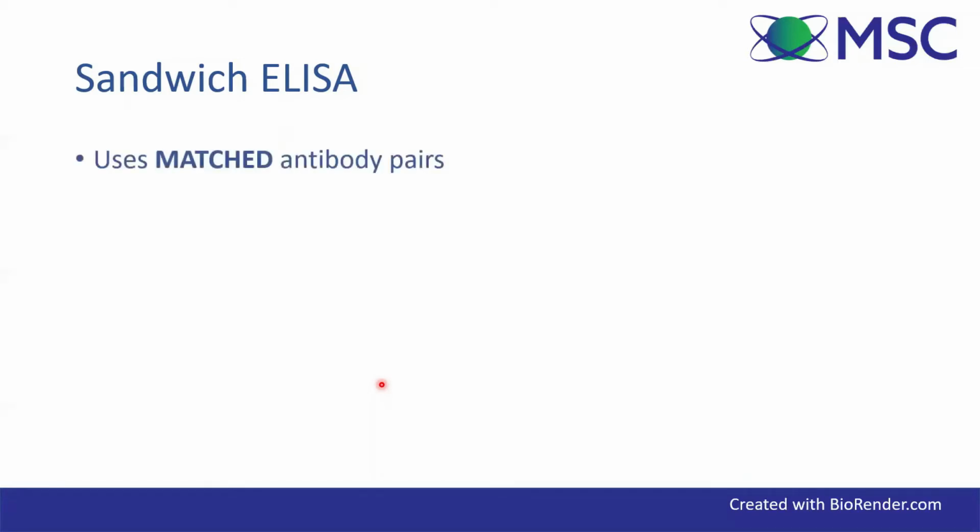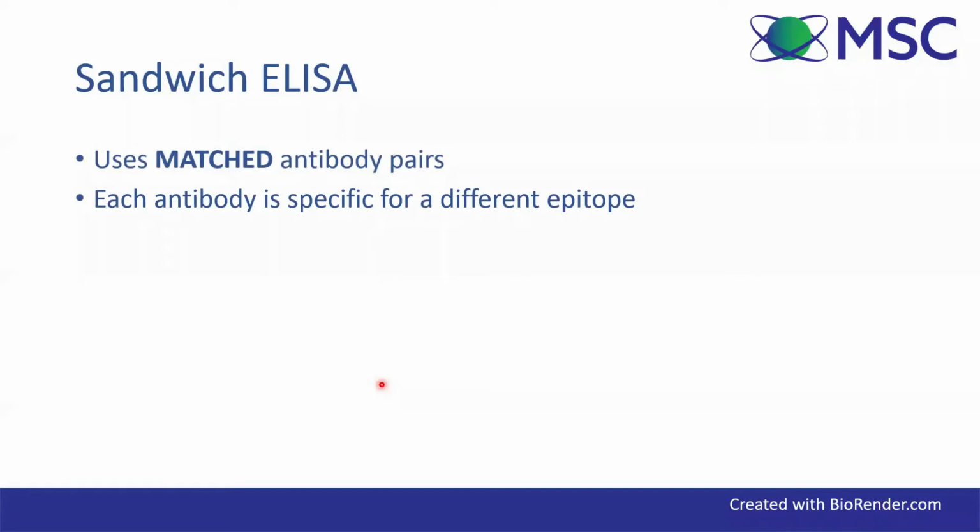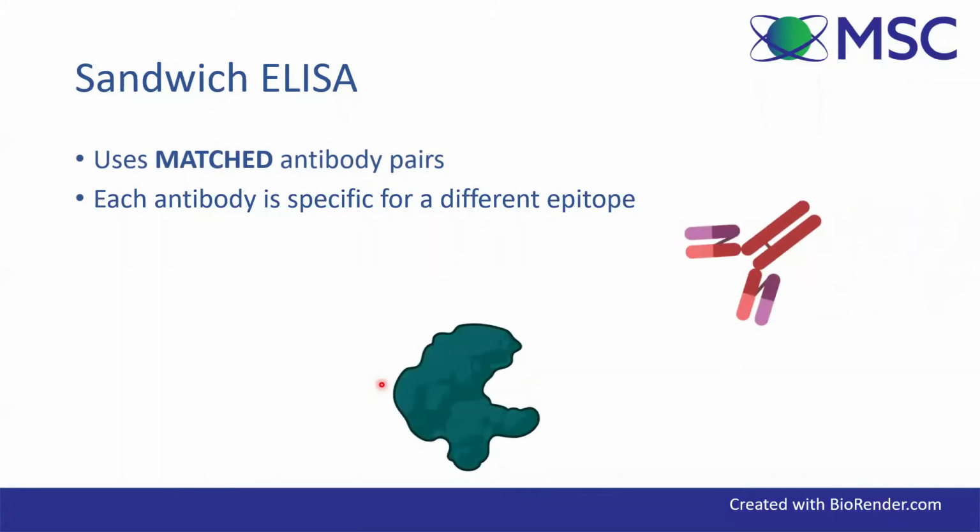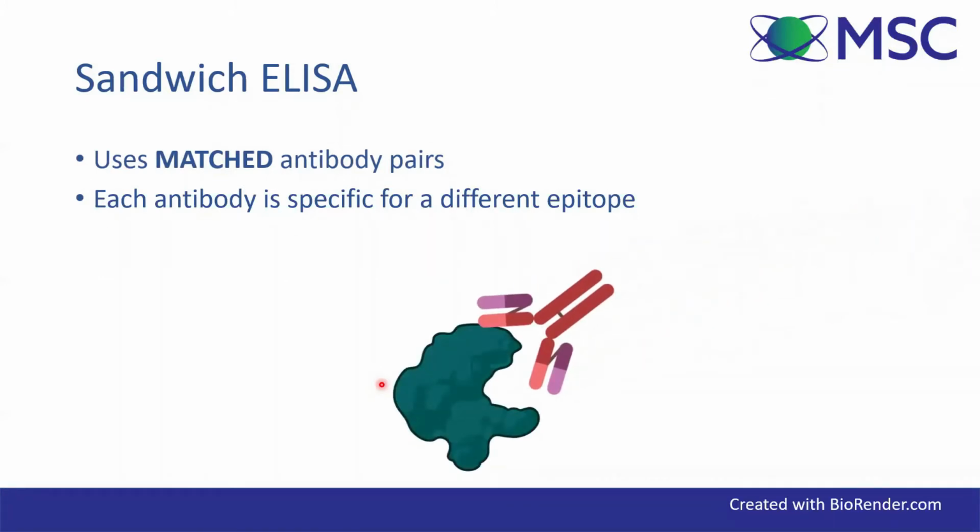This uses matched antibody pairs, sorry. And this is where each antibody is actually specific for a different epitope. So what do I mean by that? So here's your protein. You'll have your primary antibody or a capture antibody that will bind to one part of the protein, and then you have your detection or your secondary antibody, which will bind to a completely different part of the protein.